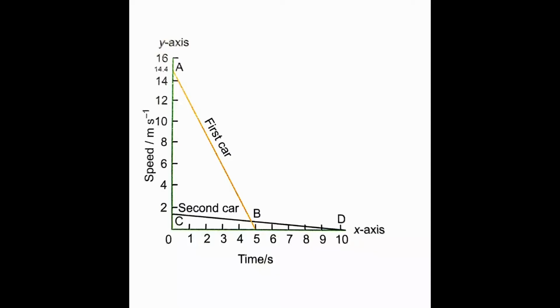Draw the x-axis and y-axis on a graph sheet. Mark the origin as 0 and plot the speed time graphs for the two cars as shown. Then the straight lines AB and CD describe the speed time graphs for the first and the second car respectively. Distance traveled by a moving body is given by the area under its speed time graph.